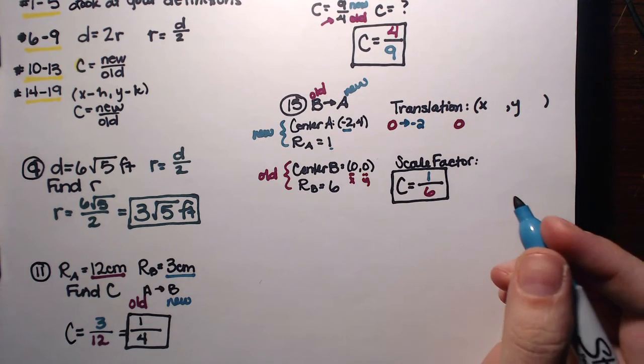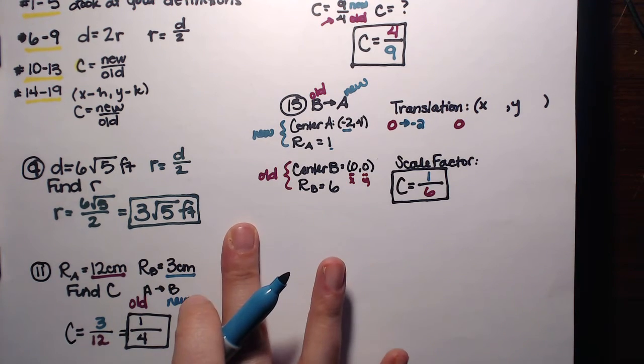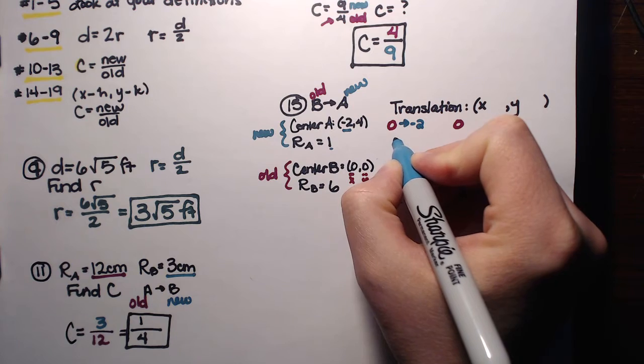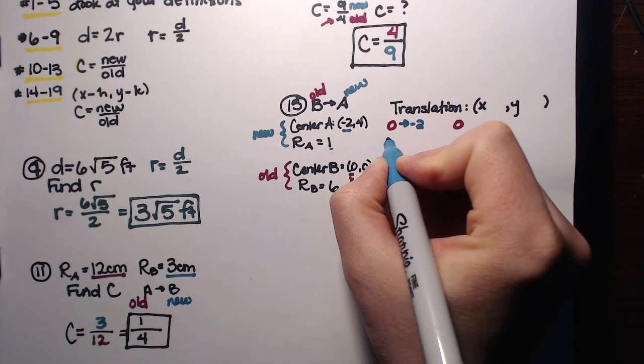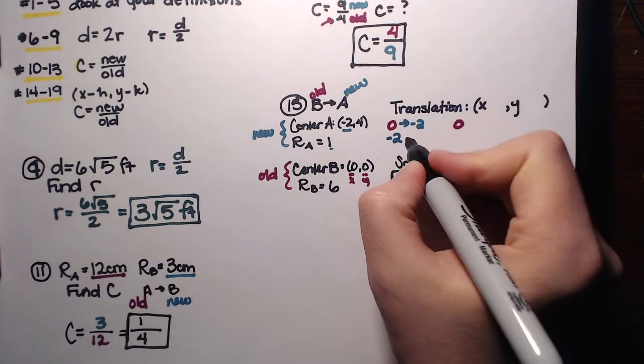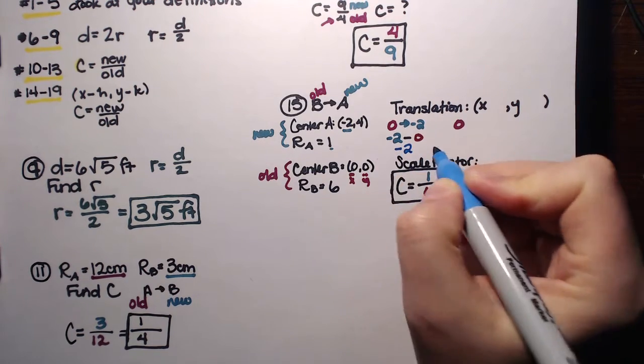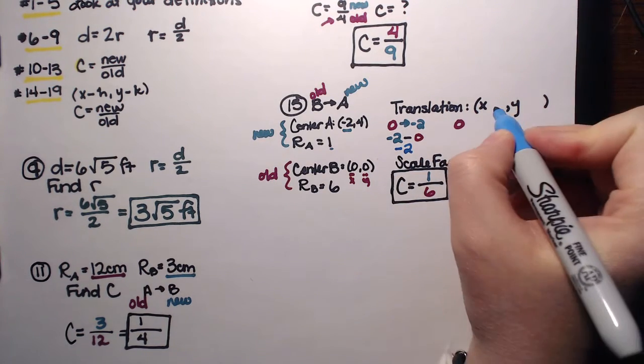So how is that going to move? How am I going to go from 0 to -2? Well, that moves back 2. Another way to think about this is you take your new value and subtract your old value, because that's going to tell you the distance that you moved. So let's use a different color. So that's going to give me -2. So that's what goes here.